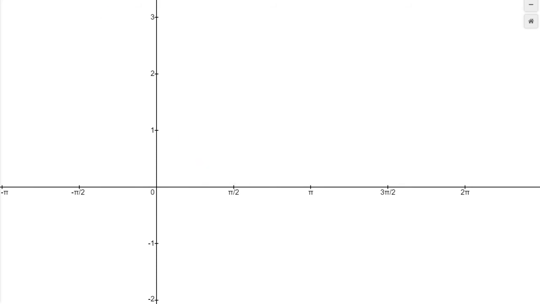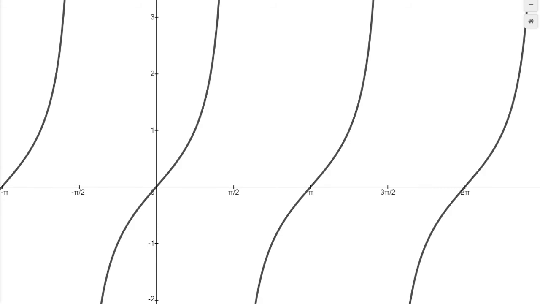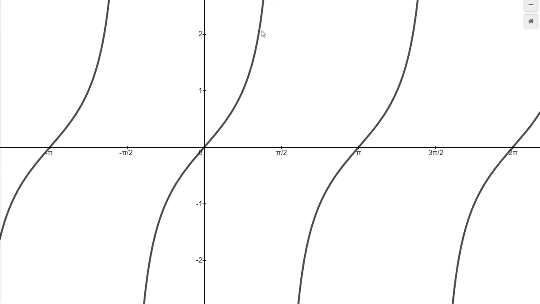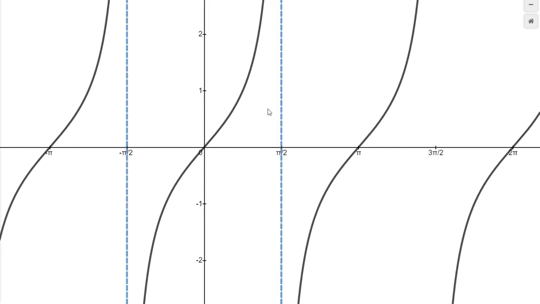Tan is the more complicated one. So we've got the graph of y equals tan x here. It's a little easier to see where our one-to-one function comes in, because we've got this repeated element. So it's just this section here about the origin.